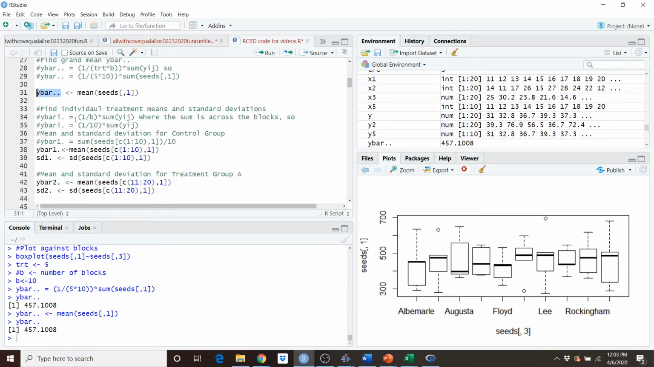Now, we need to find our individual treatment means and standard deviations. And so y bar i dot, remember, is 1 over the number of blocks times the sum of the Yij's. Here we're summing across the blocks. And so we get 1 over 10 times the sum of the Yij's.